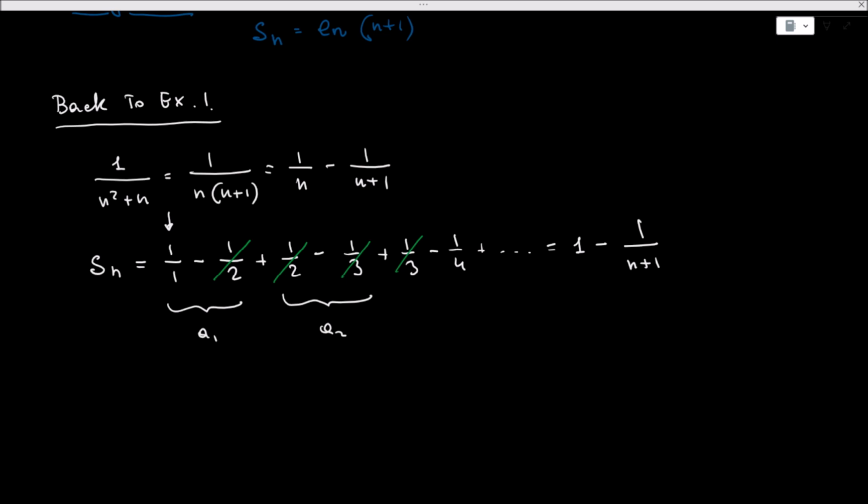Okay, so if we go back now, this is the effect of telescopic series: we are compressing the entire partial sum between the first and the last element.